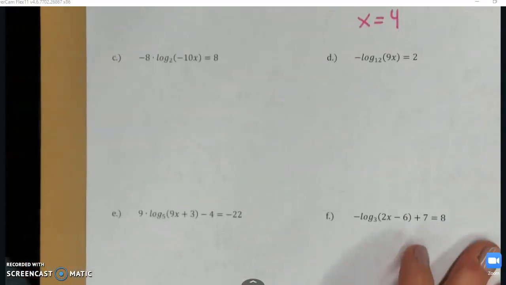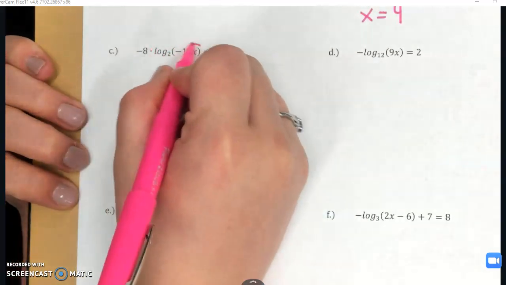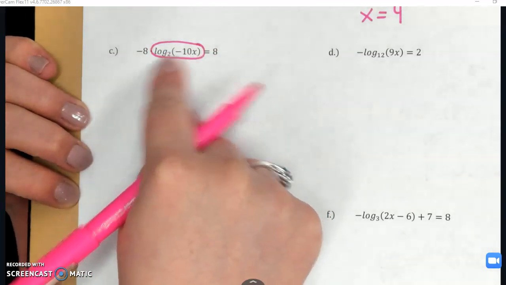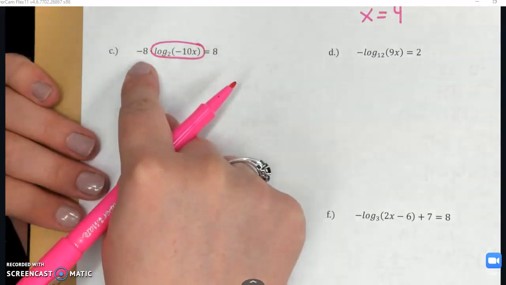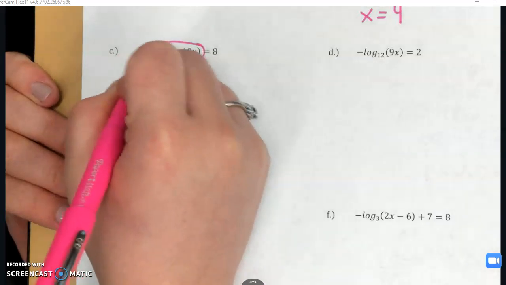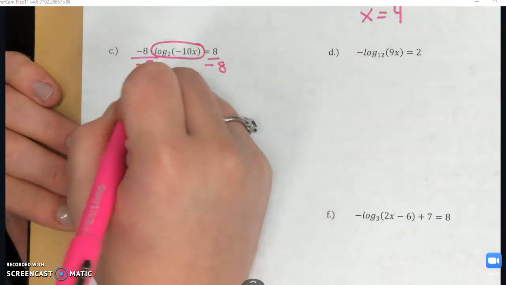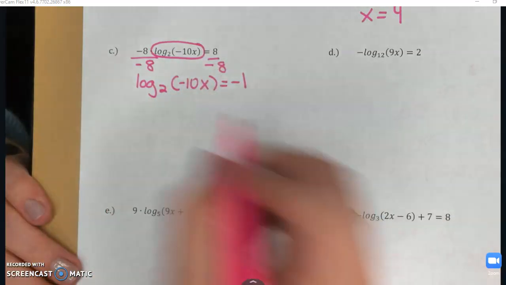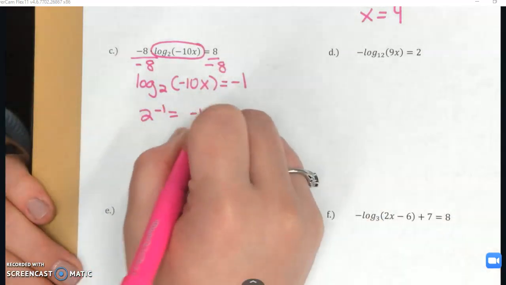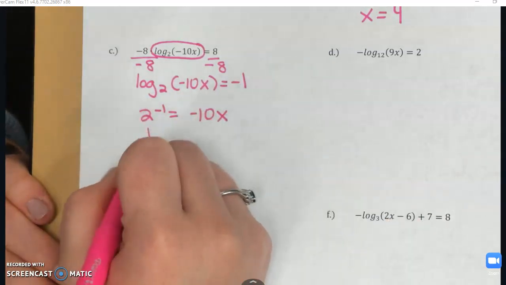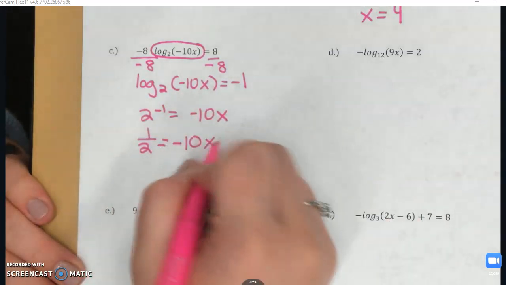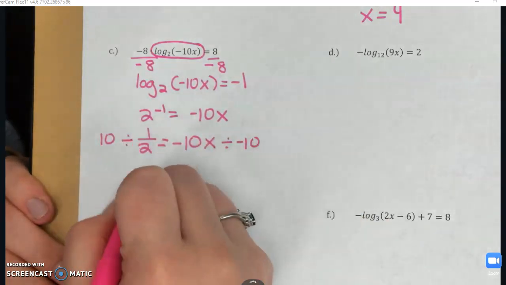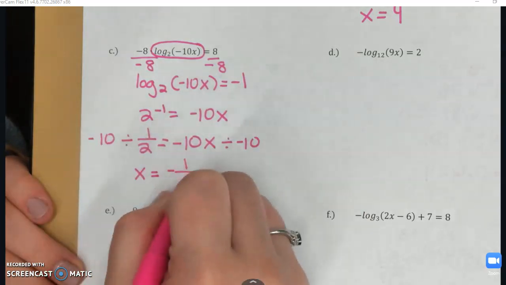Okay, on to C. So here is my log expression. Again, the negative 10x is in parentheses, which means it's part of it. So what I need to isolate is this negative 8, which I'm going to be dividing by negative 8 on both sides. Now I'm going to write it as an exponential. So this is going to be 1/2 equals negative 10x. So I need to divide by negative 10 on both sides. And so x is going to be negative 1/20.